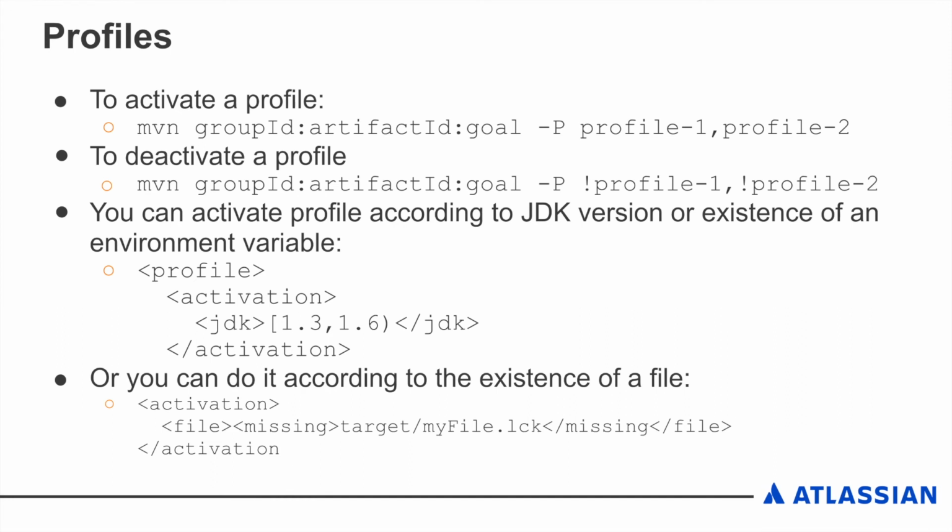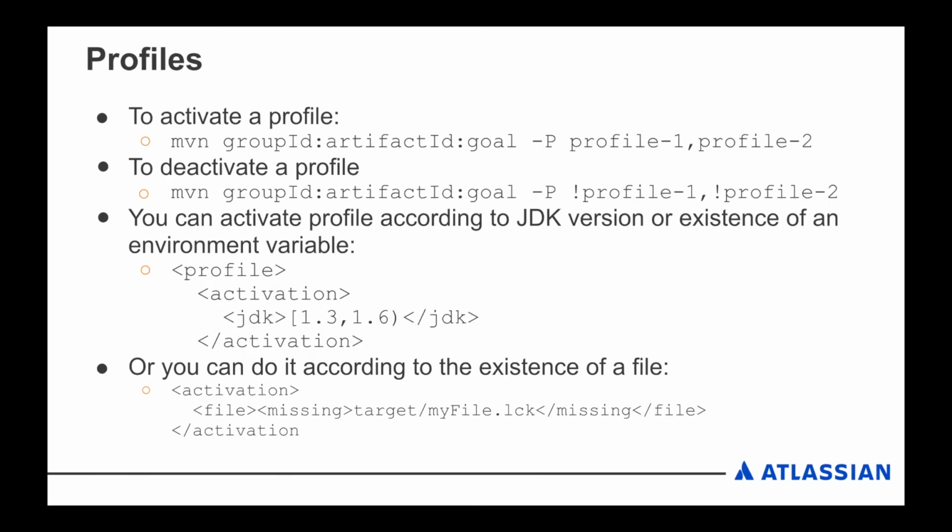You can activate a profile by providing -p along with the profile name on the command line. And you can deactivate a profile by providing an exclamation mark before the profile name. It is possible to activate a profile according to the JDK version or according to the existence of an environment variable. To activate a profile according to JDK version, you only need to define the version of the JDK, and you can do this with a range as seen in the example.